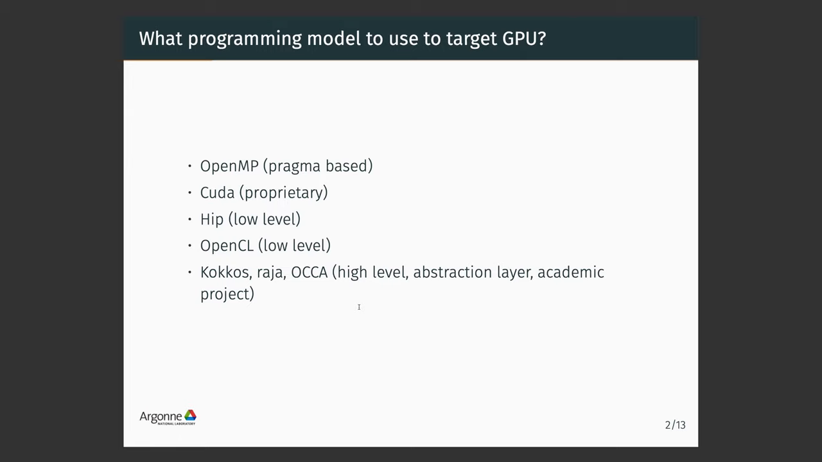Then you have HIP. HIP is like CUDA with a small modification to not be sued by NVIDIA. It was developed by AMD, so it is open source. You can find it on GitHub, but it is only targeted at AMD and NVIDIA, and only for GPUs. And it is really low level, really verbose.